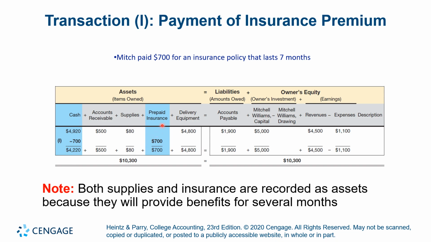But prepaid insurance is seen as an asset to the company. So that account increases by $700. And then, like I've been saying, as we add them all up, they should balance out.